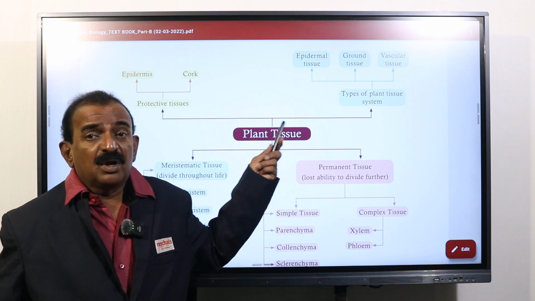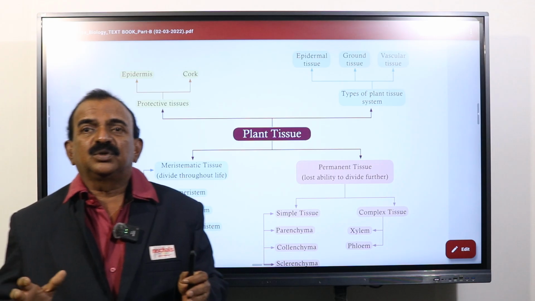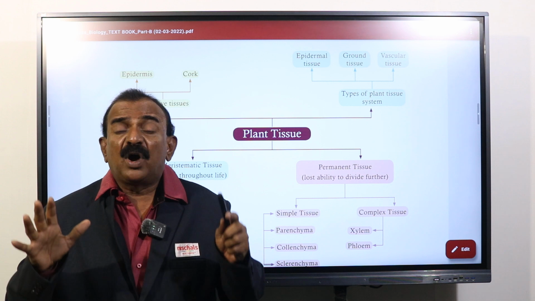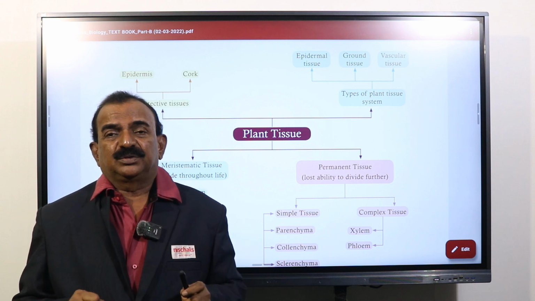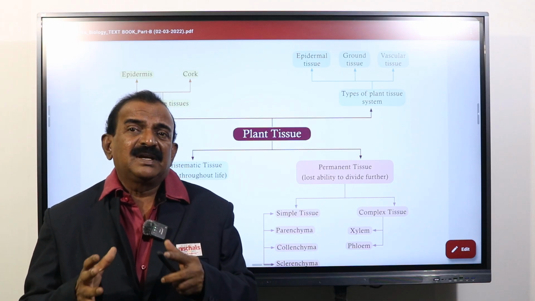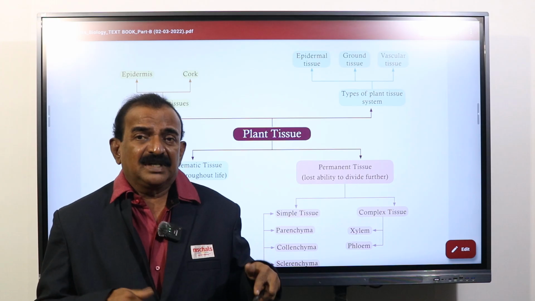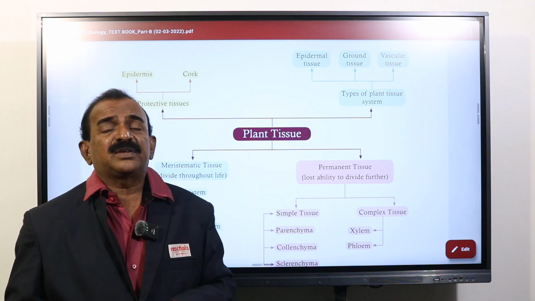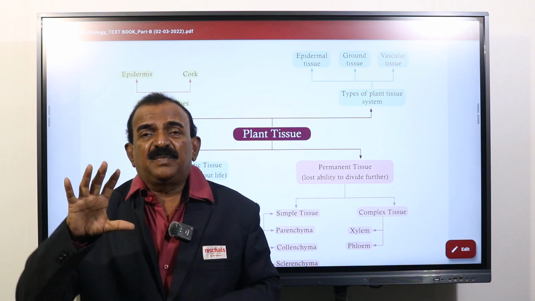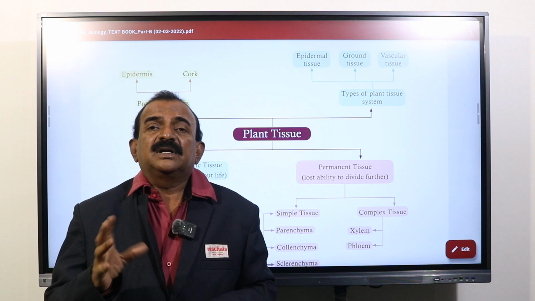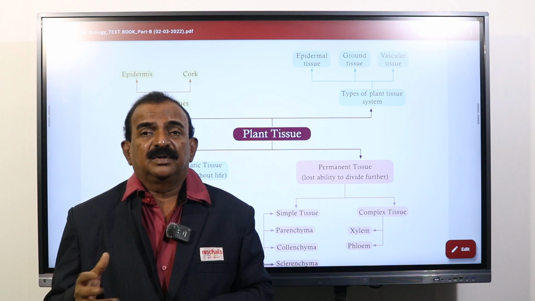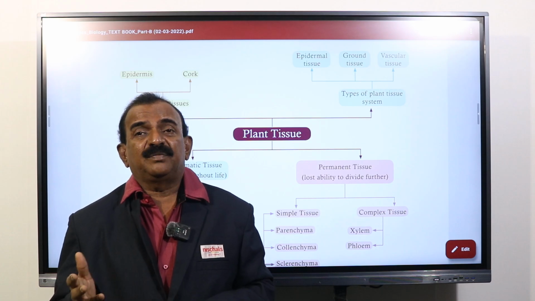Then you see ground tissue. Ground tissue forms the bulk of the plant body, so most of the plant body is made of ground tissues, and we will discuss what tissues are present in ground tissue. Different types of tissues are present in ground tissue. We will learn this in this chapter. And next you see vascular tissues. Vascular tissues are complex tissues, and these complex tissues perform different functions like conduction of water and minerals and conduction of food, and they are called xylem and phloem tissues.